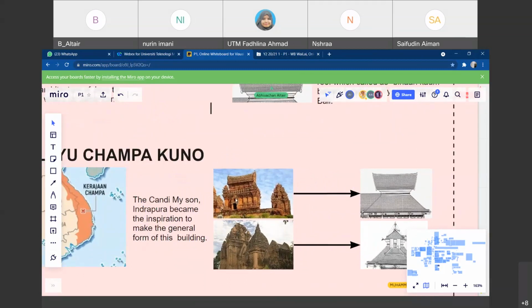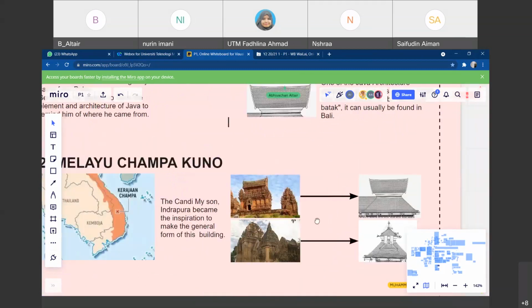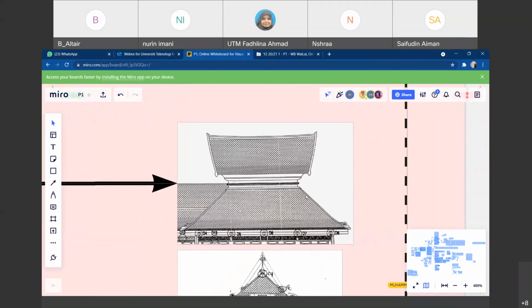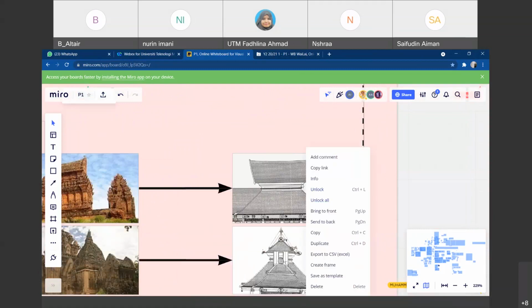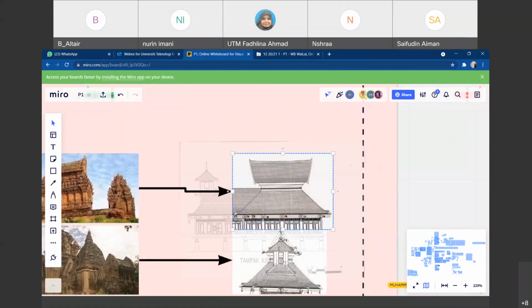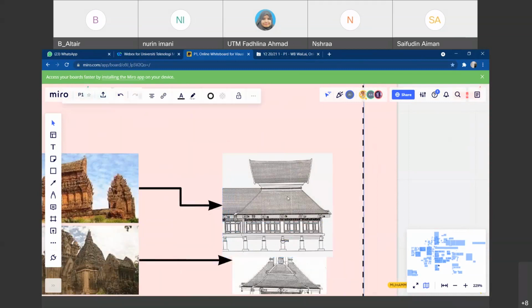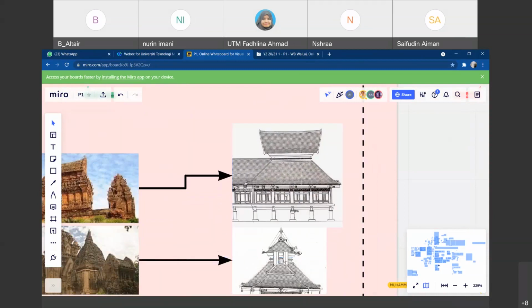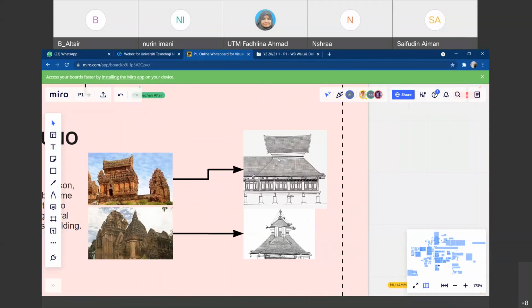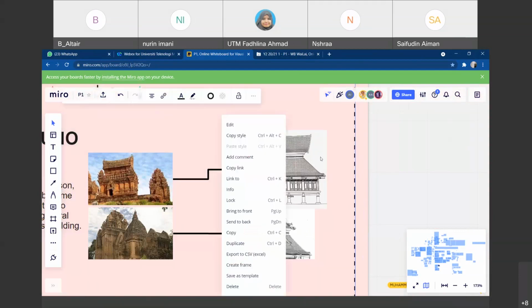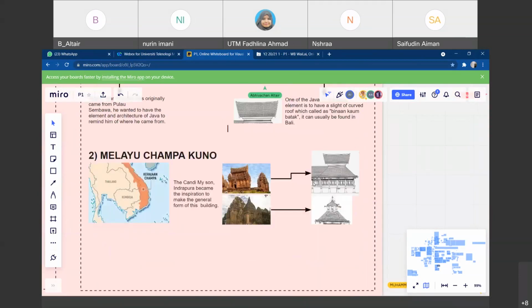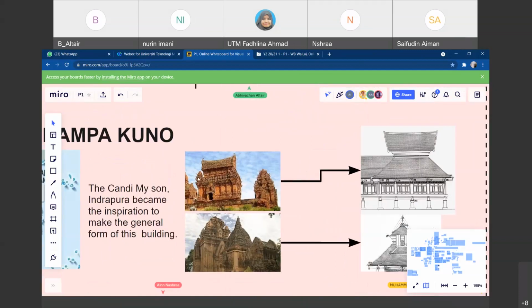The general form of this building, as you can see, is the main space, and then the roof, and then the smaller roof, which mirrors the main roof. The form became an inspiration. The form is a bit similar, and then the type of roof, okay, like that.